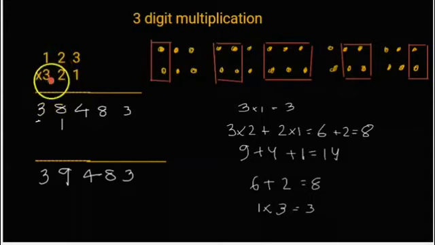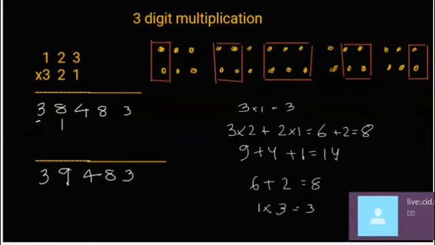And we will cross multiply. 3 times 2, 2 times 1, and then add them. So 3 times 2 is 6, 2 times 1 is 2, and 6 plus 2 is 8. Then we will write 8 over here, next to 3, just after 3, we will write 8.